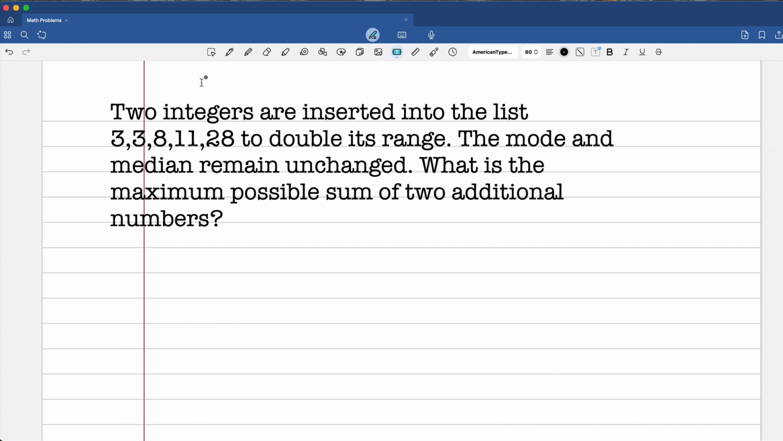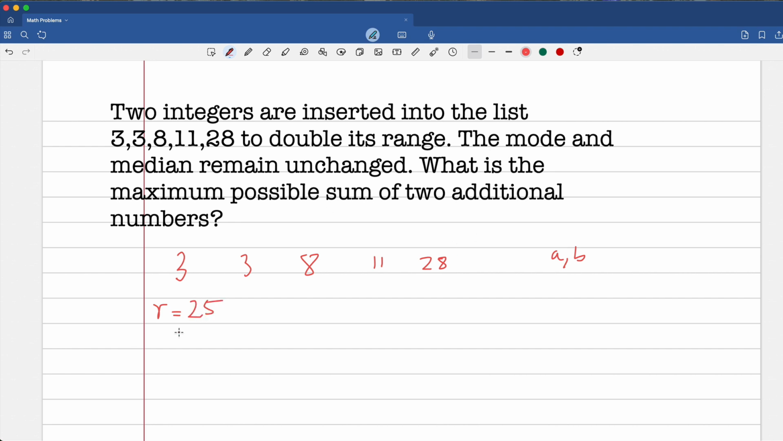And I'll stop you exactly at the place where I'd say, okay, this is where the mistake could possibly come. So you have two integers that are inserted into five numbers that are already there. The five numbers are 3, 3, 8, 11, and 28. Now you need to insert two numbers, A and B, such that you want to double the range. What is the range currently? The range of the current one is 28 minus 3, which is 25.